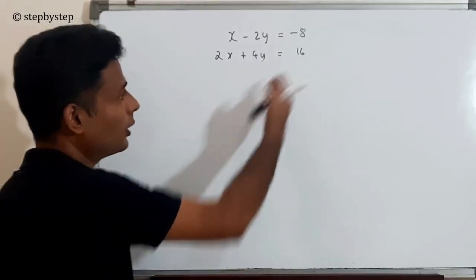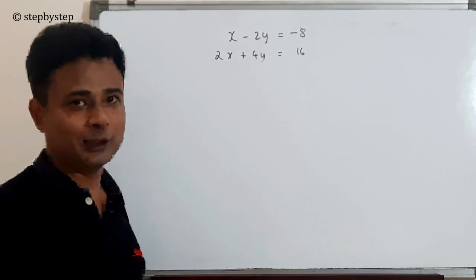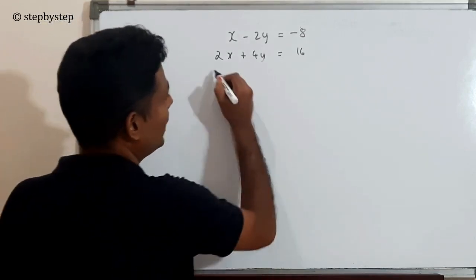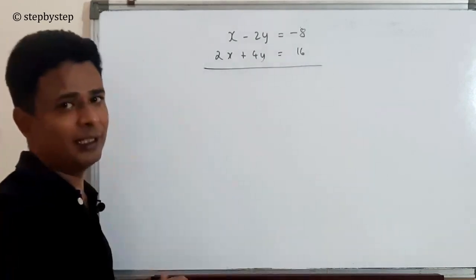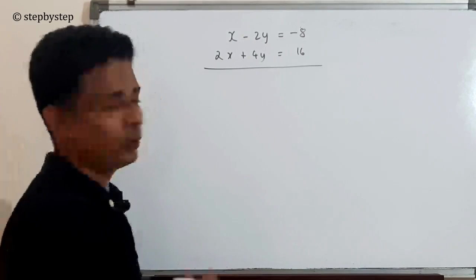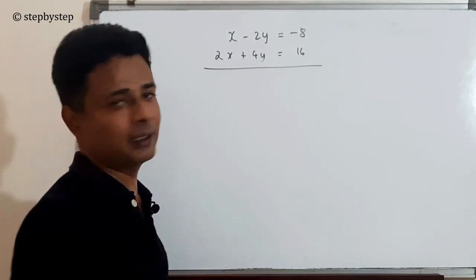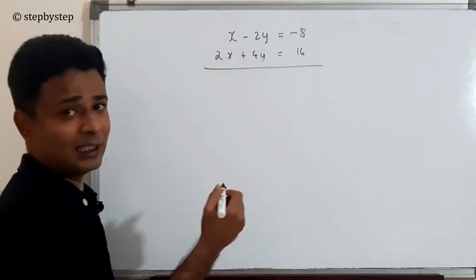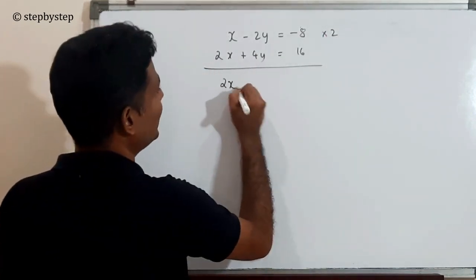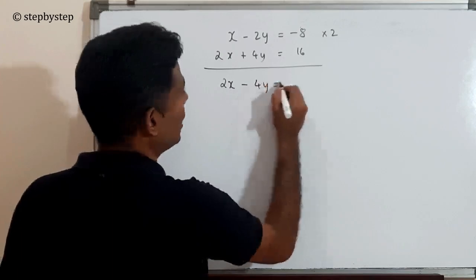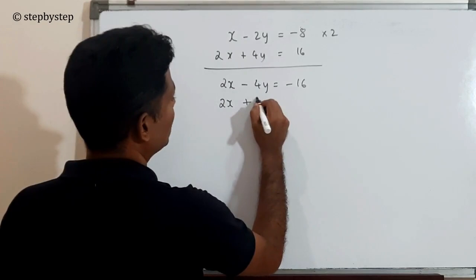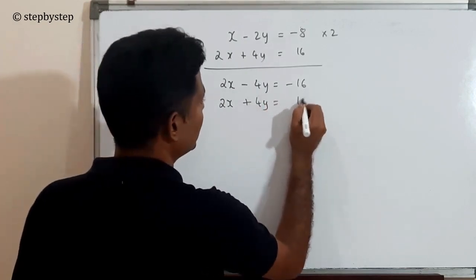Solve the following system of linear equations. I'm pretty sure all of you have been able to do it. I'll do it using elimination method. Generally, I go for elimination method, like I've told you so many times. If they don't tell us which method to use, you can use any method. So I'll cancel the values of x. So here I multiply by 2. So I get 2x minus 4y equal to minus 16. And here we already have 2x plus 4y equal to 16.